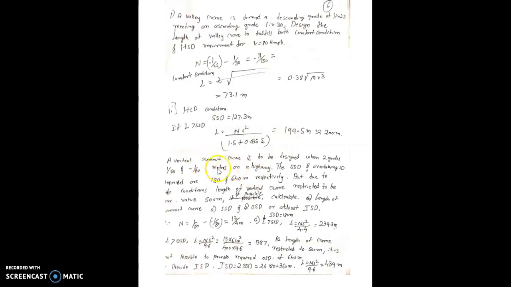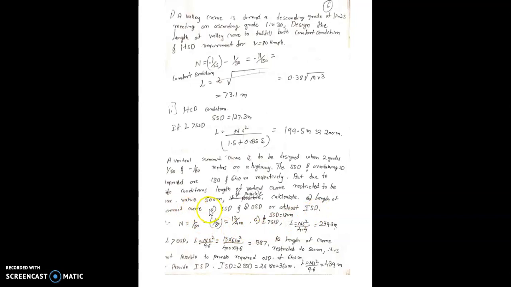Here we have the major problem. A vertical summit curve is to be designed when two grades 1 in 50 and minus 1 in 80 meet on a highway. The SSD and overtaking sight distance are 180 and 640 meters respectively. But due to the site conditions, the length of the vertical curve is restricted to a maximum value of 500 meters. If possible, calculate the length of summit curve for SSD, OSD, or at least ISD.